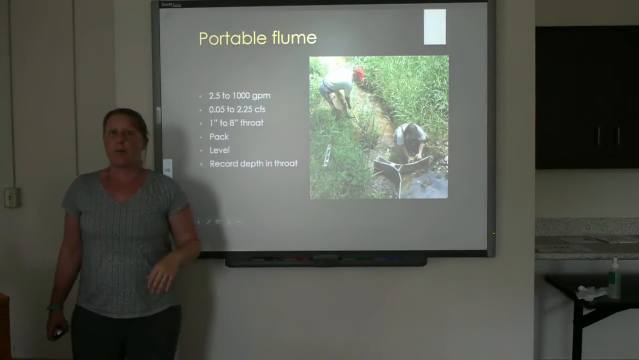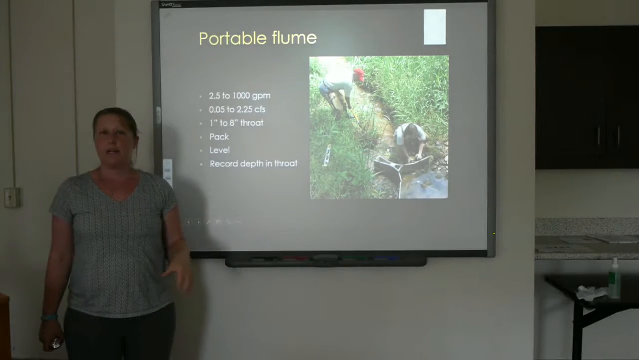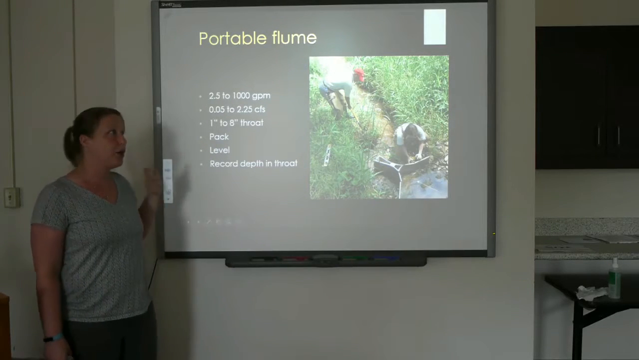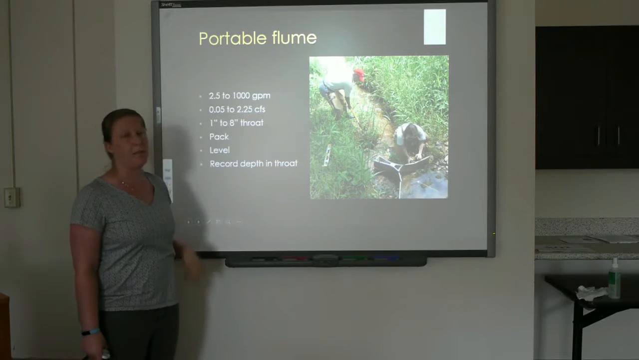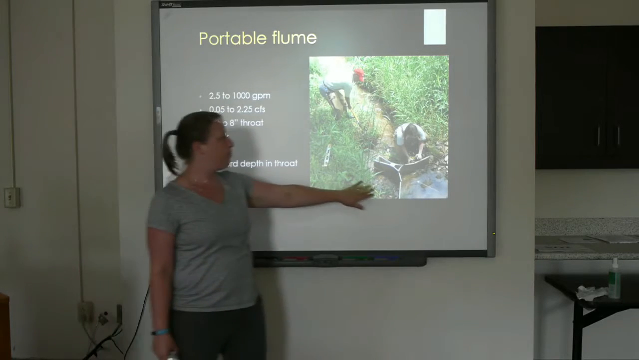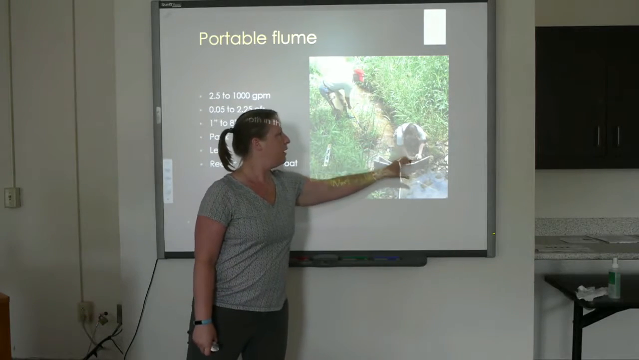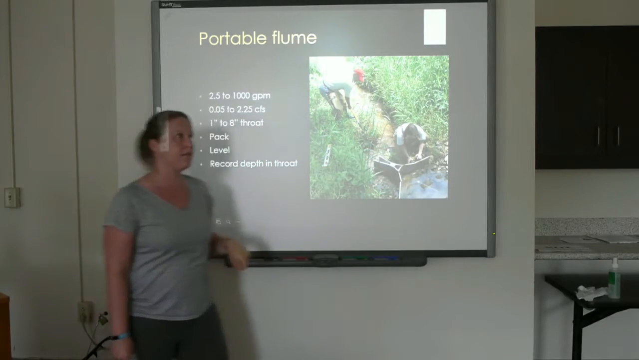So for smaller water bodies, or for shallower ones where the depth is less than 0.3 feet, so we can't use a current meter, we'll use a portable flume typically. So this is a picture of a portable flume. It folds up so that these wing walls fold back against the body of the flume.